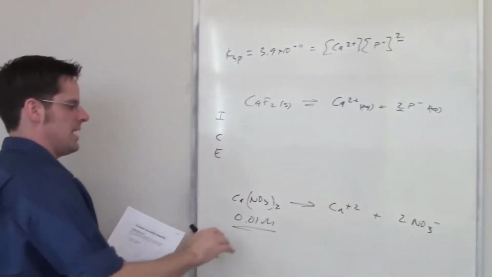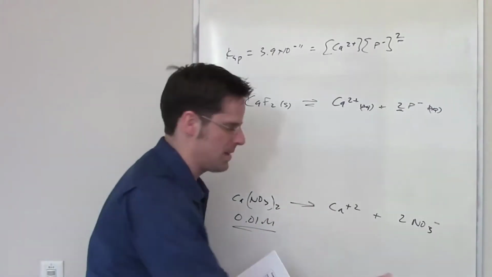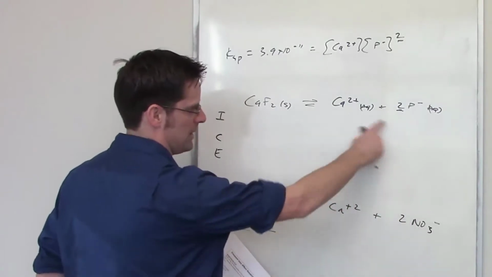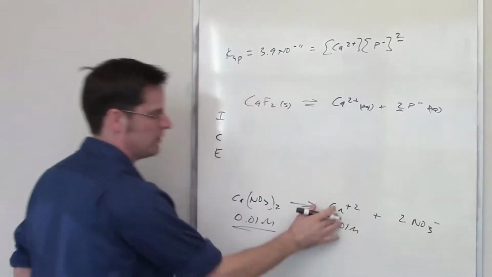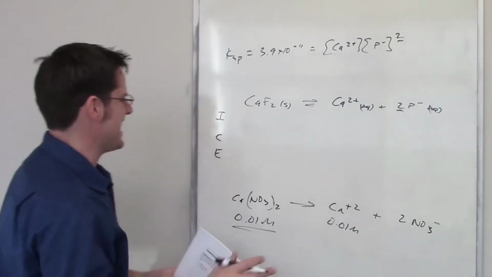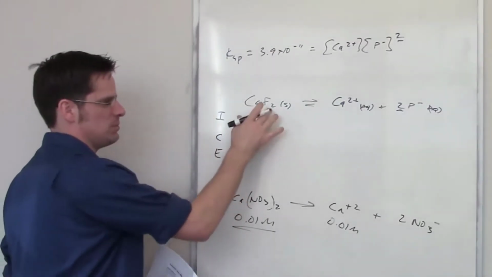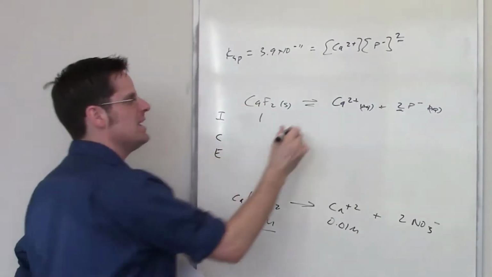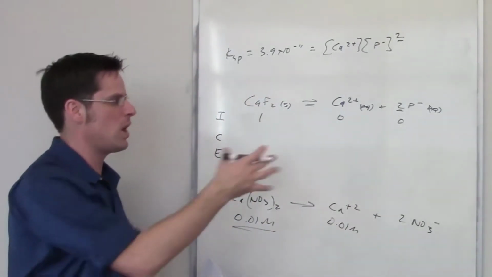Now what that means then is, because this is present in a 1-to-1 ratio relative to calcium, and I don't care about the nitrate because the nitrate isn't a common ion up here, this is going to give off 0.01 molar equivalents of calcium 2 plus. So at initiation, what we've typically done with these is we've written down 1 as being the initial concentration of calcium fluoride and 0 as being the initial concentrations of each of the ions to the left or to the right.